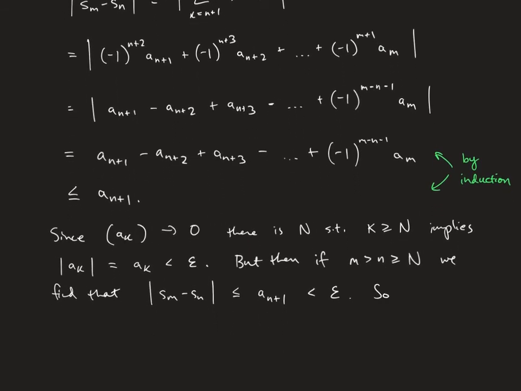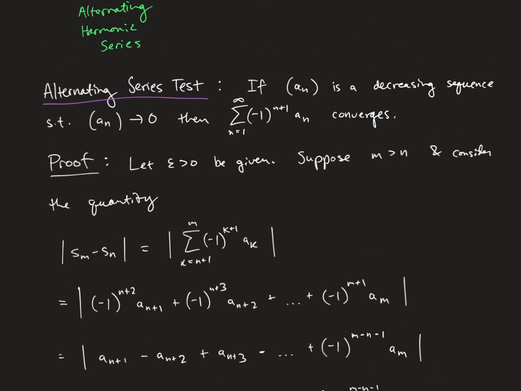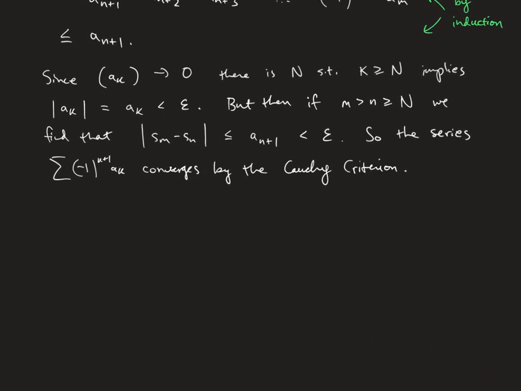So the series, the sum of (-1)^(k+1) a_k, converges by the Cauchy criterion. Okay, so that's one proof of the alternating series test using the Cauchy criterion.